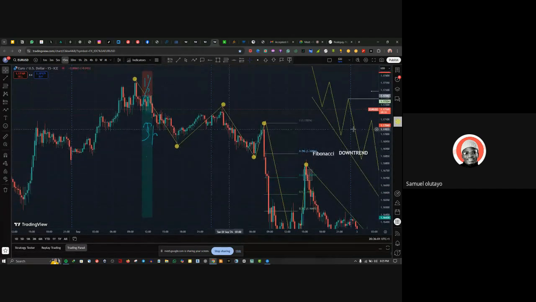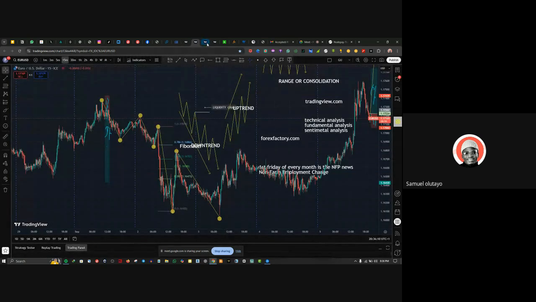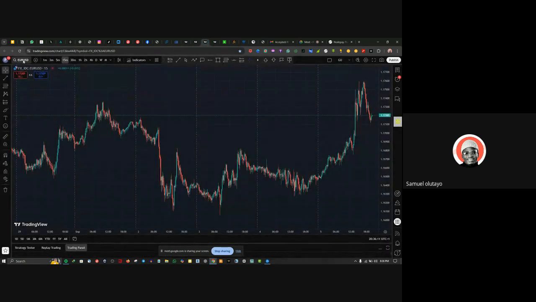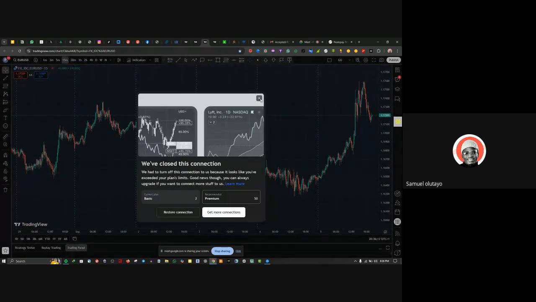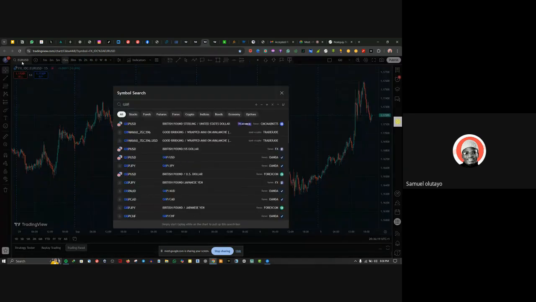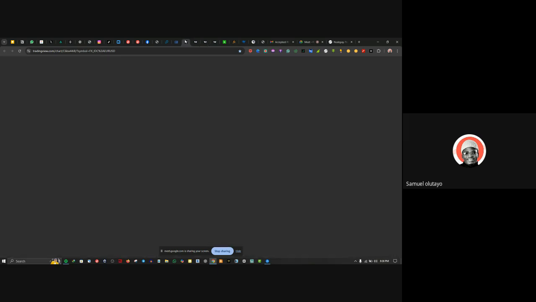So that being said, that's just to show you how this tool works. That's the long and short position. That's what you're going to be using it for, to mark out your trade. Let me show you what it looks like in real time. Let me show you one of my analyses. GBP USD, 1 minute. Give it a minute to load.